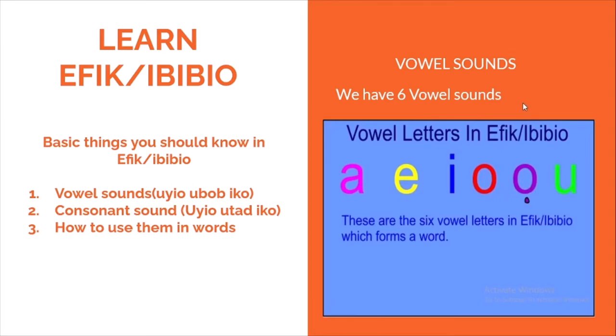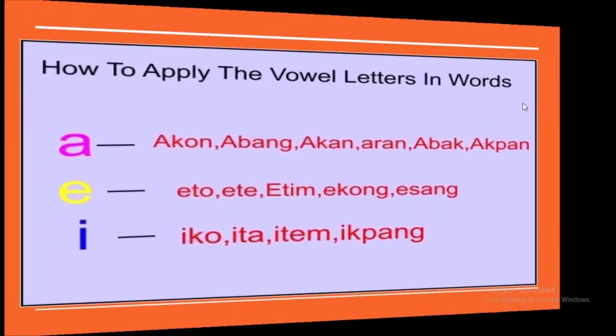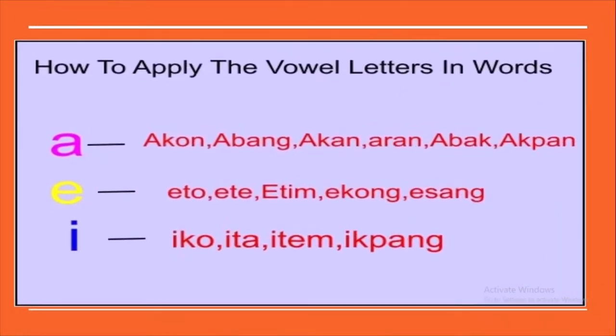So if you know the vowel sounds, definitely you are on your first step to pronouncing or reading Efik and Ibibio. So the next thing I'll show you is how to apply the vowel letters in words. Like here, you see the A sound represented by letter A, and these are words that are applicable to it.